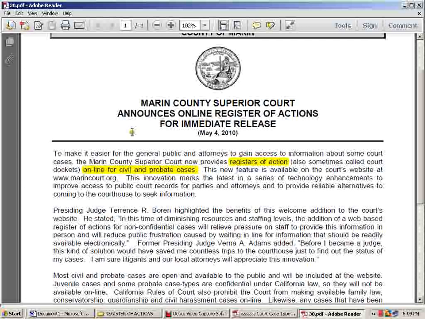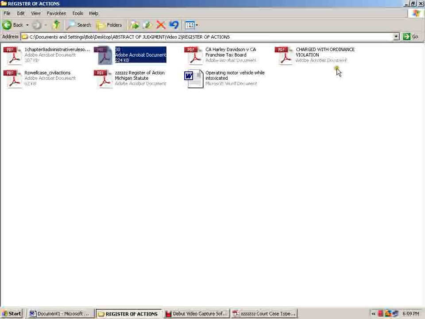This says Marion County Superior Court announces online registration of actions for immediate release. Right? This was back in 2010. So what? It wasn't that long ago. Whatever they did, they got to change the words. That's the way the Constitution's written. It's written to allow them to change the law to protect the public. Well, who's the public? It doesn't mean it's you. They're protecting somebody, but it doesn't mean it's you.